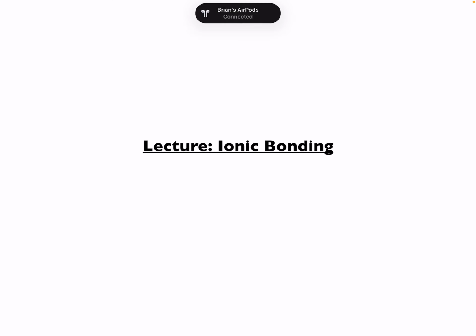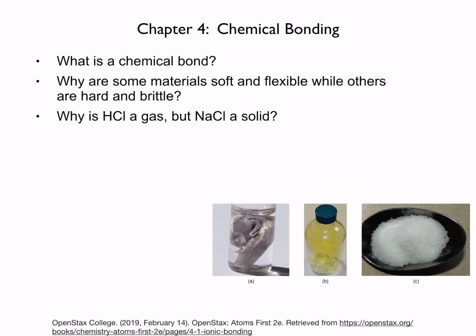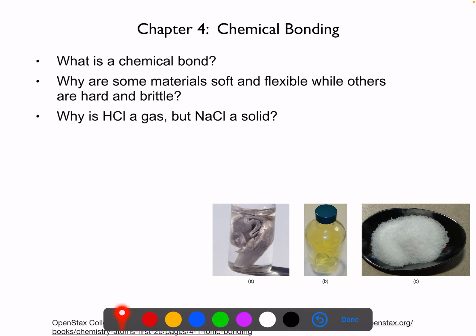This lecture is going to go over the concept of ionic bonding, which starts chapter 4 of the OpenStax textbook. And so when you think about bonding, we have to answer a couple questions. Some of the questions we can start to answer is, first of all, what is a chemical bond? Why are some materials soft and flexible while others hard and brittle?